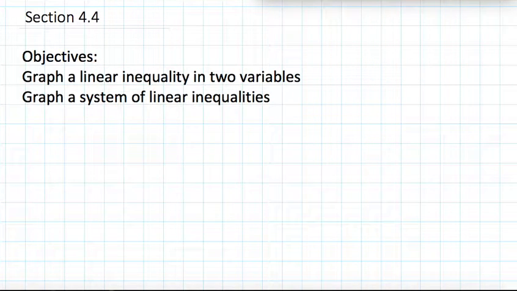This video is for section 4.4. Our objectives in this video are to graph a linear inequality in two variables and to graph a system of linear inequalities. So we're going to start with graphing a single linear inequality.